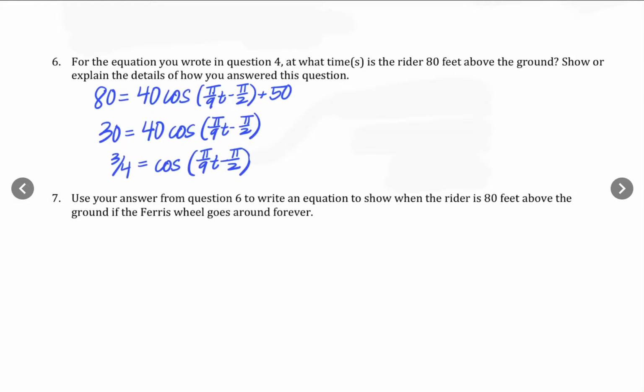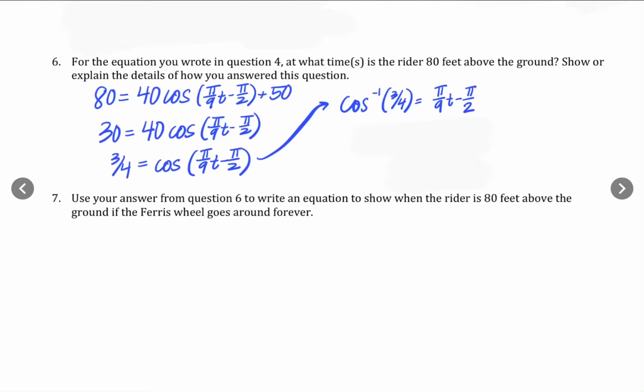And now we have the cosine of this complicated pi over 9t minus pi over 2 is equal to 3/4. So just like before, we're taking the inverse cosine of both sides to kind of undo this cosine and ask ourselves, where is the cosine equal to 3/4? Now we can't just go to our unit circle for this. That is not a unit circle value. So this is where it gets kind of tricky.